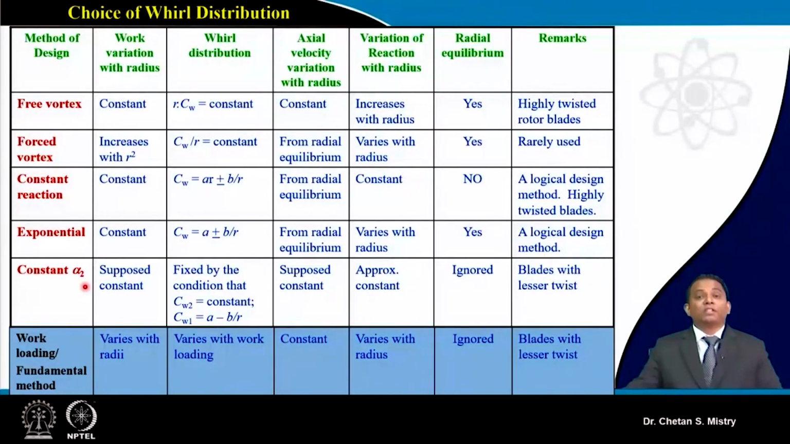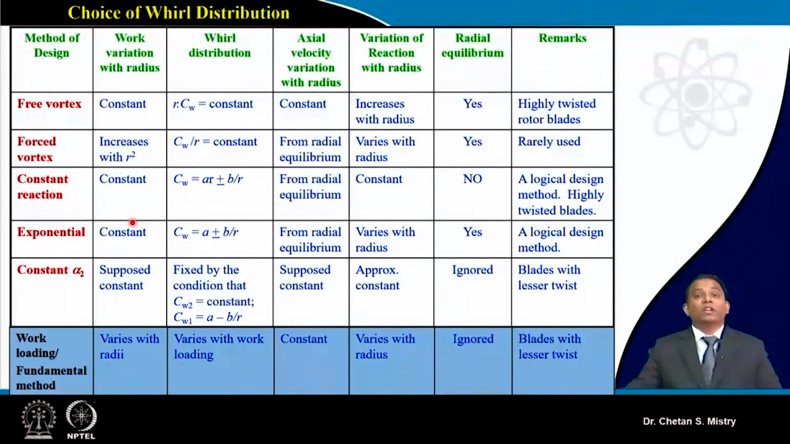These days people have started talking about the constant alpha 2 design, in which at the exit of the rotor, alpha 2 is assumed to be constant. There are special requirements downstream of the rotor, where we have the stator, and for more challenging designs people opt for the constant alpha 2 approach.